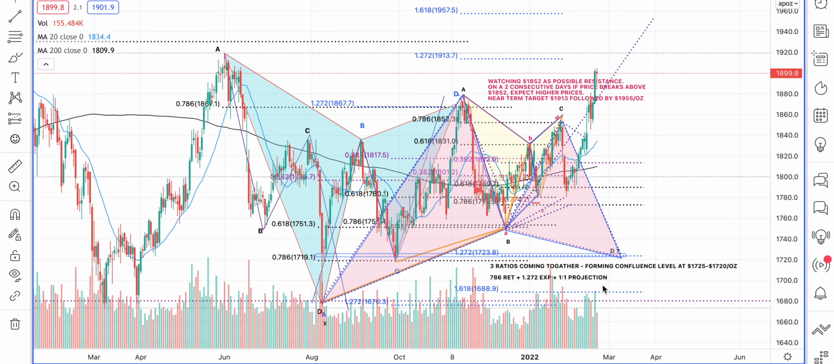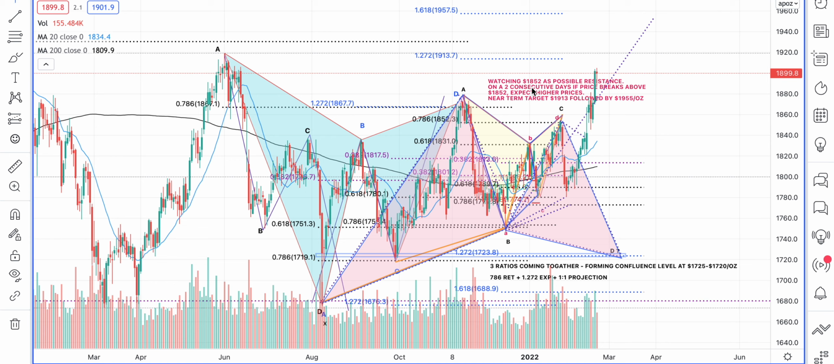Okay, so we had been looking at the gold market in the past weeks, and what we were anticipating was this pattern, which is in the pink shaded area, because of the resistance at the 1852.